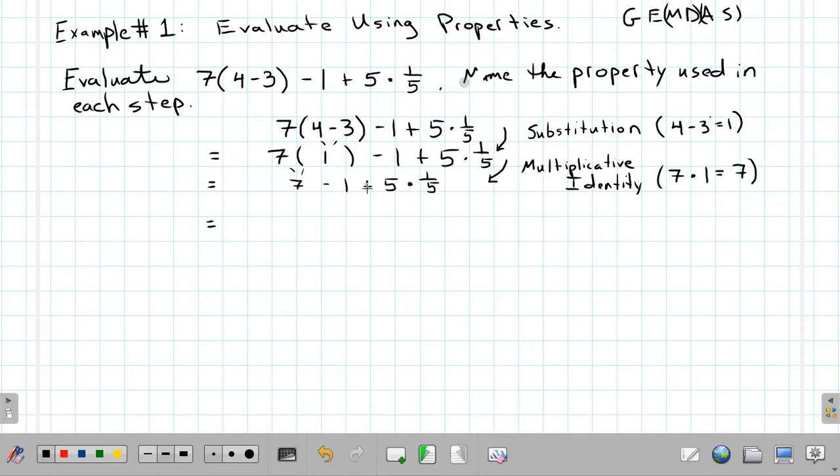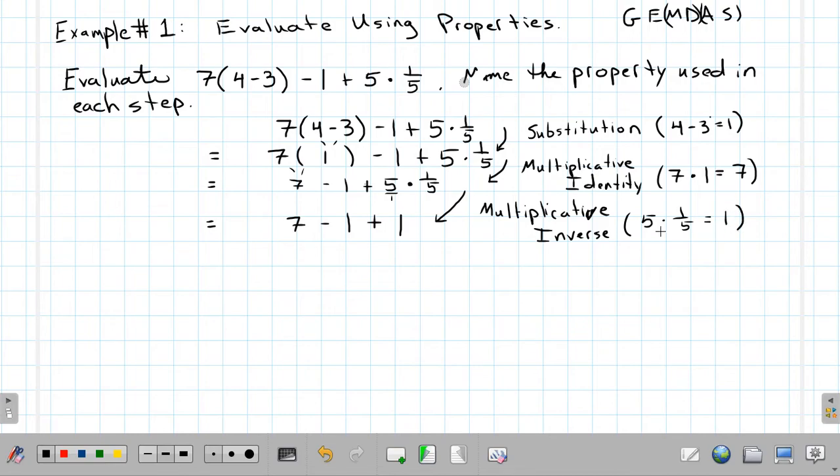So then we've got subtraction, addition, multiplication. So the next thing we've got to do is the multiplication here. And 5 times 1/5, well, once again, we can rewrite 5 as 5 over 1. We've got a number times its reciprocal. Well, we should know that that's equal to 1. And once again, our operation is multiplication. So multiplicative. In this case, it's going to be the multiplicative inverse property. And what tells us this is we did 5 times 1/5 is equal to 1. That's a number times its reciprocal is equal to 1.